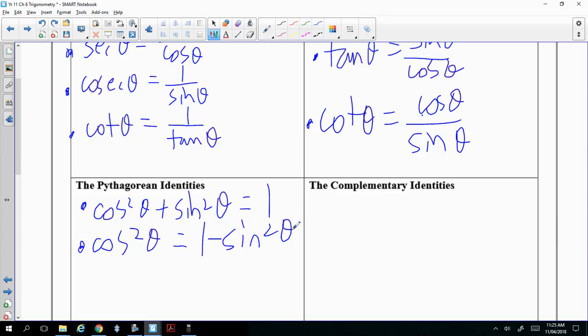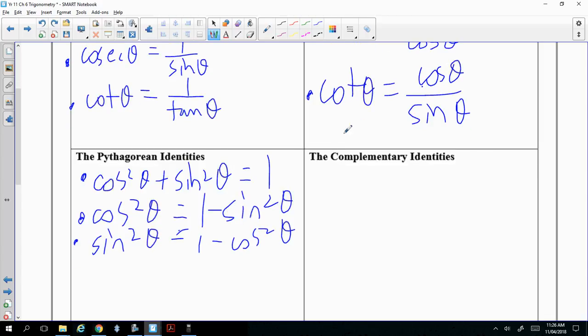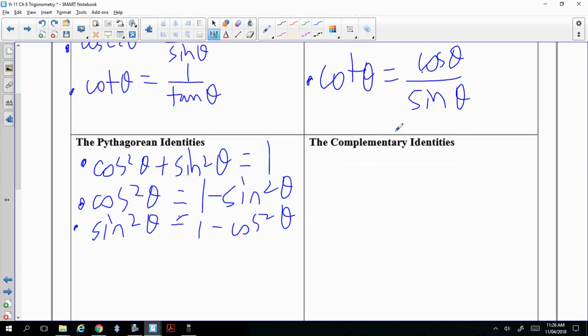And remember the two of these, like 1 plus tan squared equals sec squared, and the other one, 1 plus cot squared equals cosec squared. These are not hard because you just remember the co matches with the co.